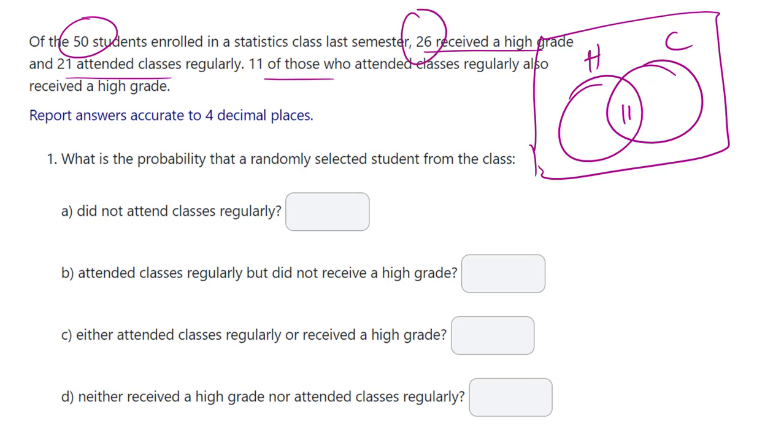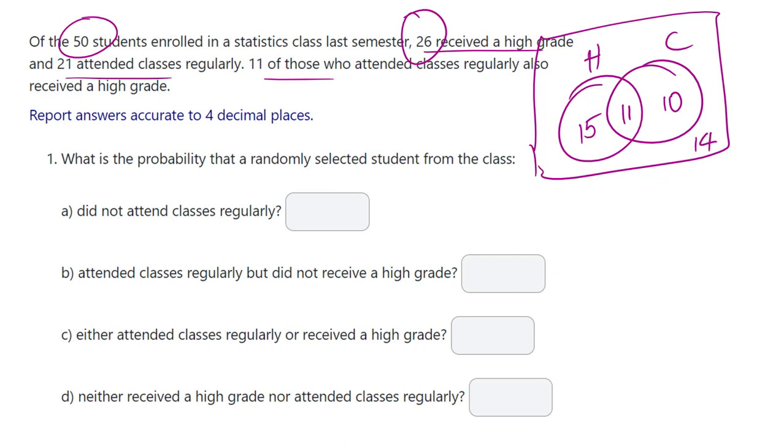So if you have 26 receiving a high grade, then we will have 26 minus 11. That will be 15. And then 21 minus 11, that will be 10 here. And since the total is 50, if we add these three numbers, we get 36. 50 minus 36 will be 14 here.